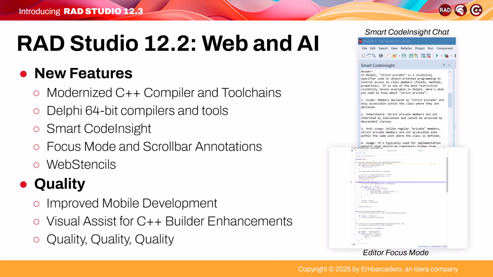We also added focus mode, some people call that Zen mode, and also another quality of life thing was scroll bar annotation, so that you could see where your errors were at a glance, like a document map. But my favorite feature out of all of these for 12.2 was web stencils.